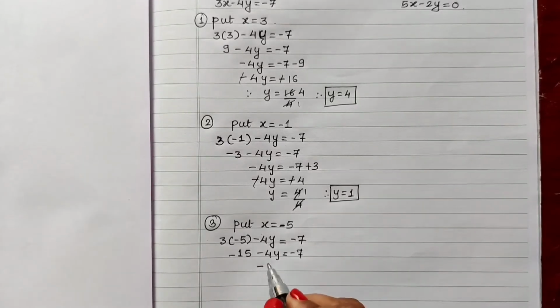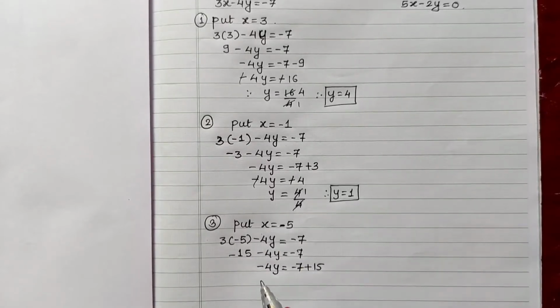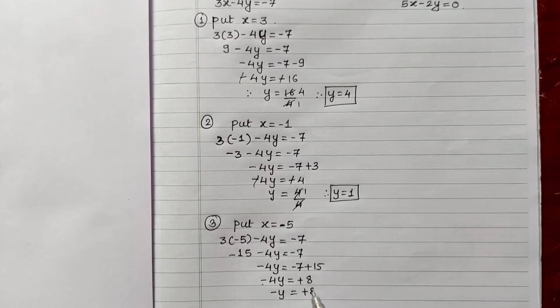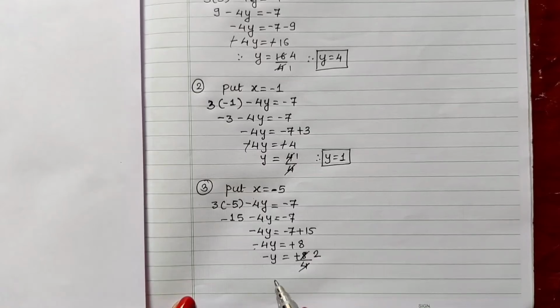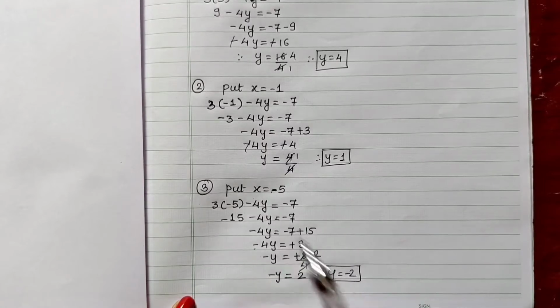So it will be minus 4y, minus 7. Minus 15 will become plus 15. Minus 4y, minus plus will become minus, sign of bigger number, plus 7. 15 minus 7 is 8. Now we cannot cancel the sign because here minus sign is there, here plus sign is there. So minus y is equal to plus 8 upon plus 4. 4 2s are 8. So minus y is equal to plus 2. That means y is equal to minus 2. So in this way we are getting the values x minus 5 and y minus 2.